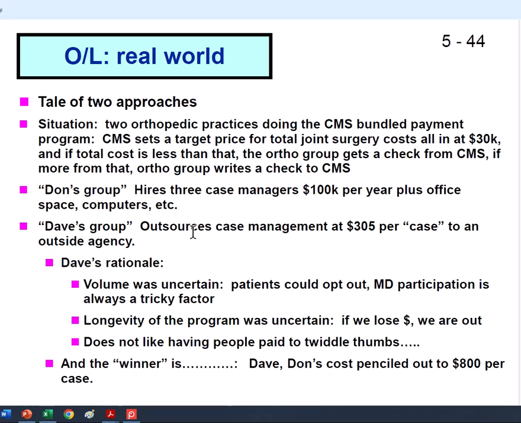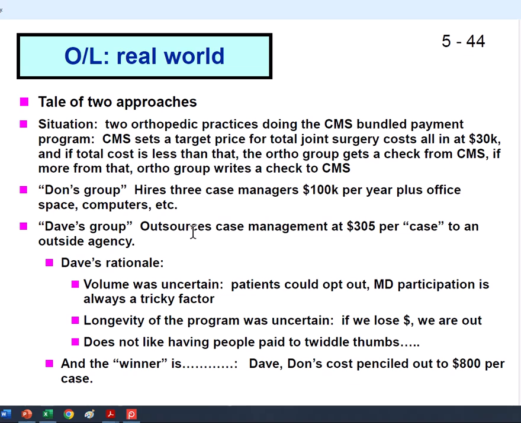And what was the volume going to be? So I outsourced it to a case management company who charged me $305 a case to case manage the patients. The case management was tracking the patients, follow up, making sure that the hospital was discharging them to the physician's desired place of care, home versus skilled nursing versus inpatient. You'll learn about that in a few lectures.